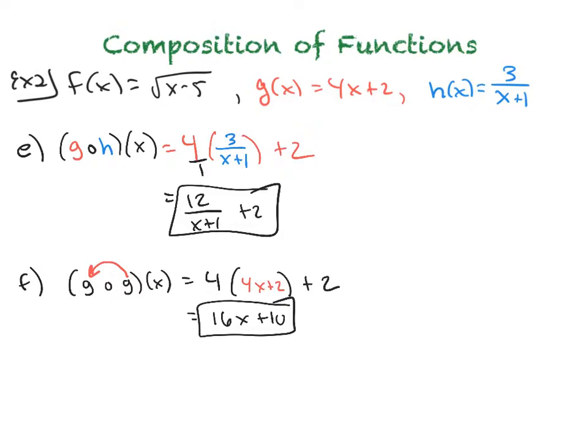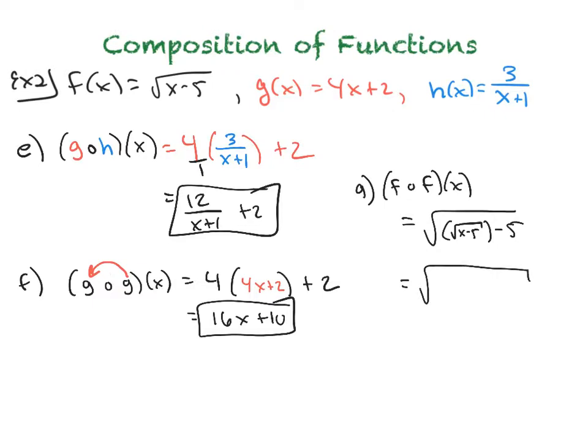Let's do just one more. Let's do f composed with itself of x. So starting with f, which is the square root of x minus 5, give myself a little more room there. I'm going to plug in the second function, which happens to be the square root of x minus 5, and I don't have any simplifying to do here except maybe not writing in the parentheses. So I have the square root of the square root of x minus 5, minus 5.